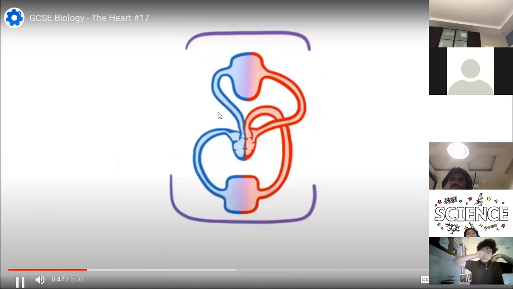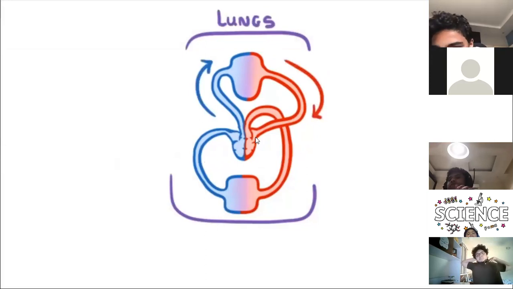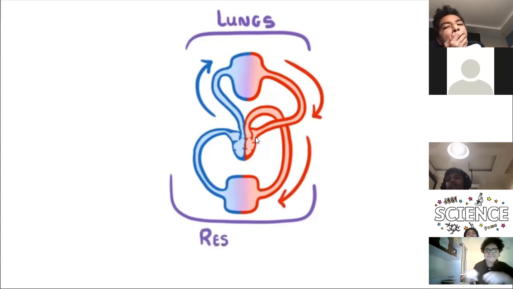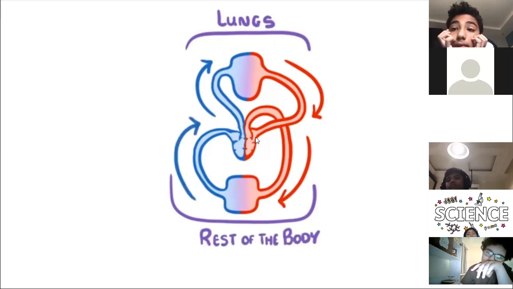Loops. One of them carries deoxygenated blood from the heart to the lungs, where it gains oxygen and then flows back to the heart, while this other one carries that oxygenated blood to the rest of the body, where it gives up its oxygen to the tissues, becoming deoxygenated, and then flows back to the heart, to start all over again.